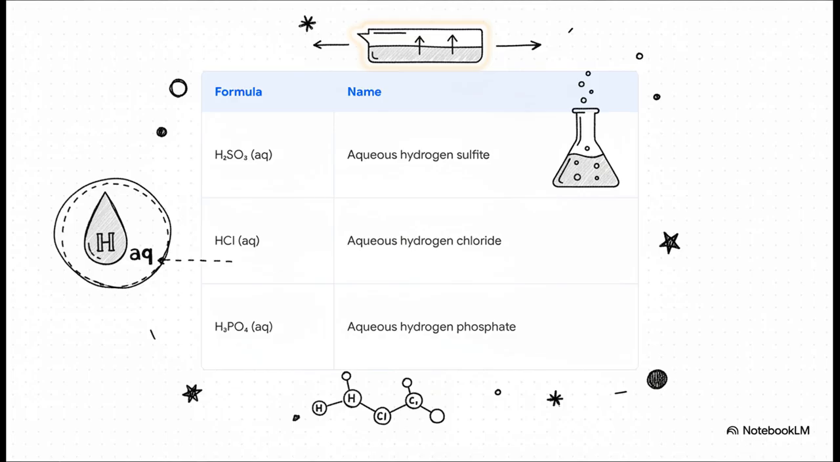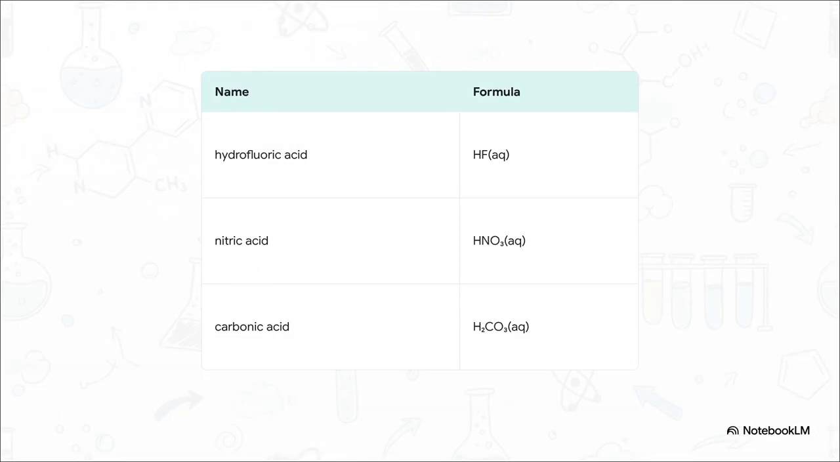The formal name is simple, aqueous hydrogen plus whatever the other part is called. So HClAQ becomes aqueous hydrogen chloride. And this pattern works in reverse too. Now, you might see more common names like nitric acid, but the key takeaway is that an acid name always corresponds to a formula that starts with H and is dissolved in water, that AQ symbol. It's just another piece of the chemical code.